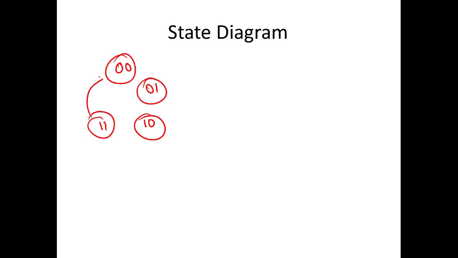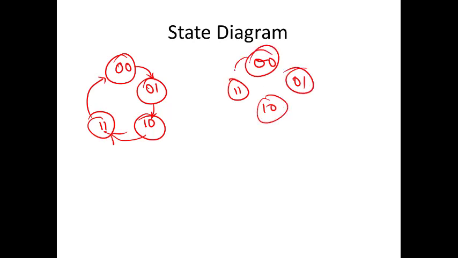we need to go ahead with 00, 01, 10, and 11. So this is going to be your state transitions. Whereas for your down counter, it will act in the reverse way, like this. And what about your up-down counter?